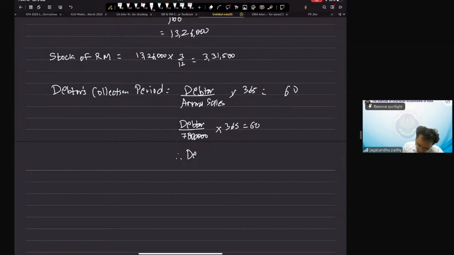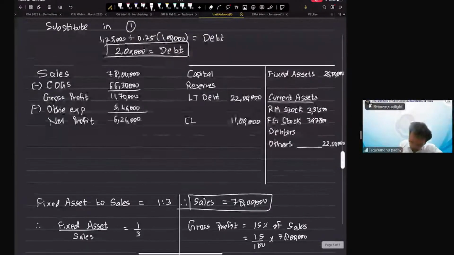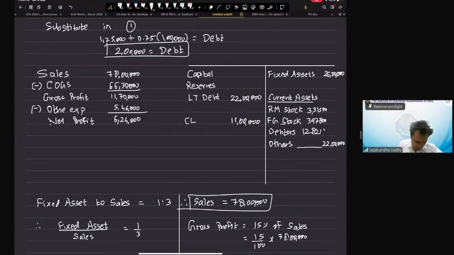Yes, therefore, what will be the value of debtor? Amount of debtor? How much is it? That will be 78 lakhs into 60 by 365. So value of debtor is 12 lakh 82,192.